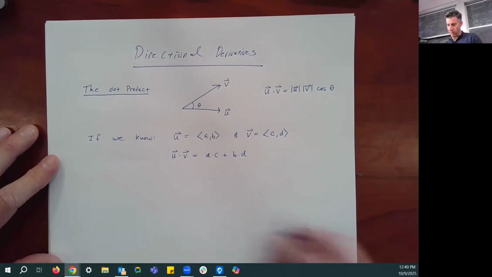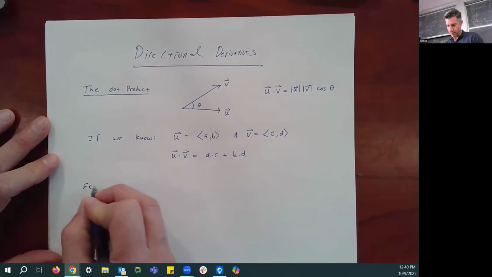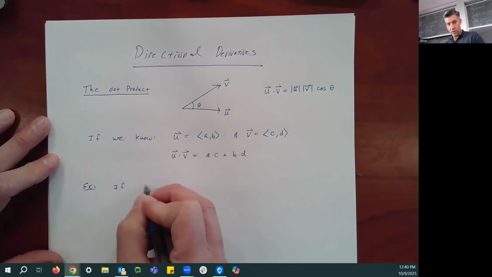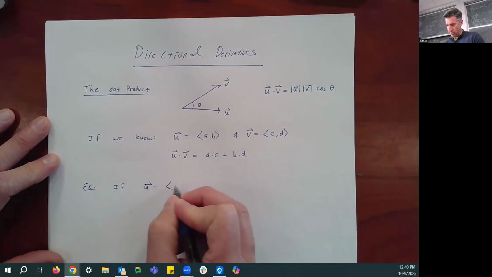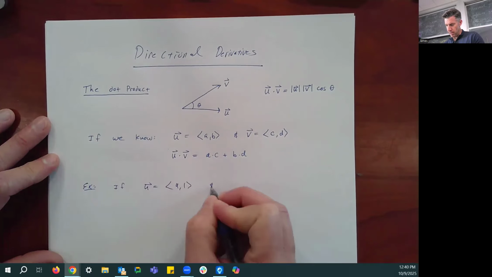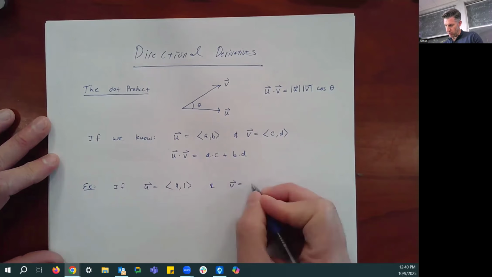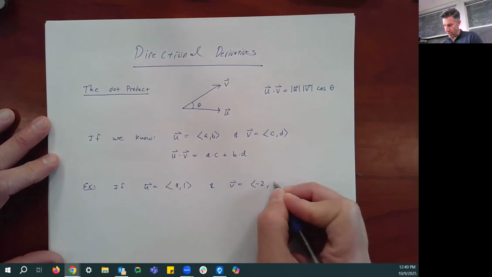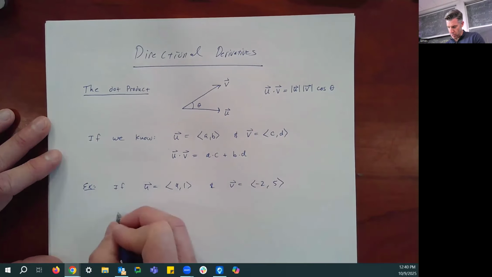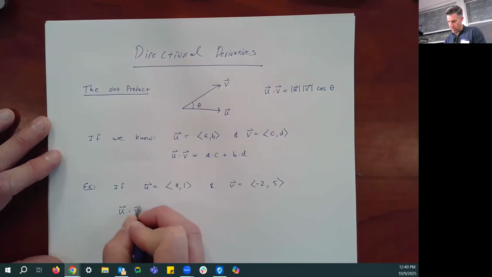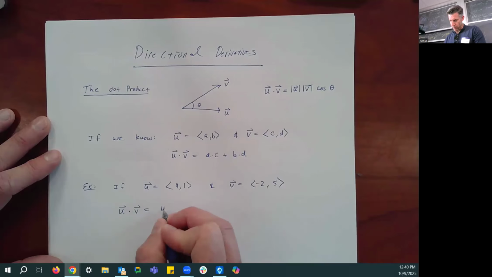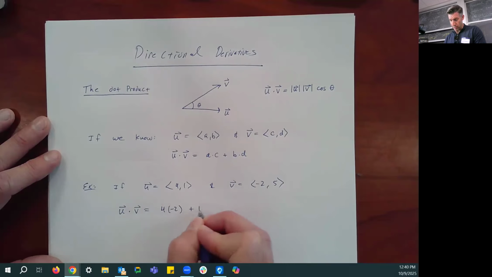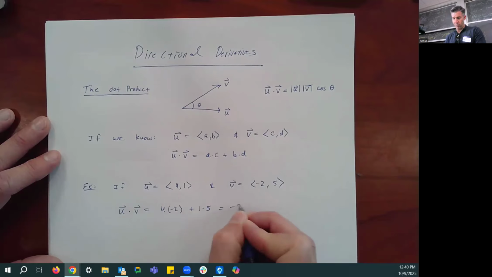So for example, if u is equal to the vector 4 comma 1 and v is equal to the vector -2 comma 5, then u dotted with v is equal to 4 times -2 plus 1 times 5, which is -3.